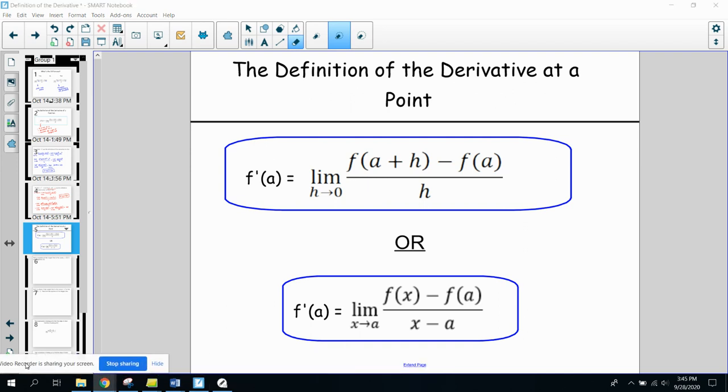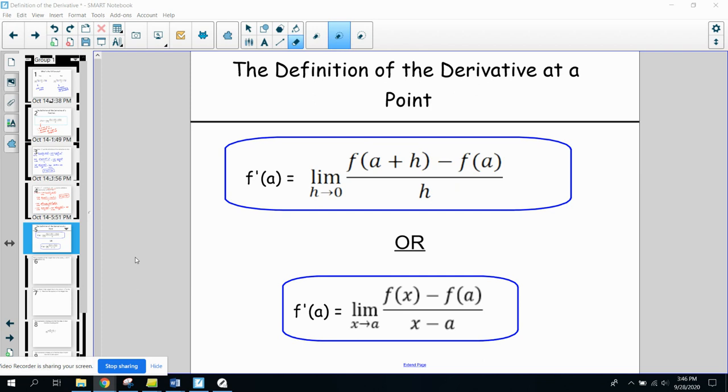So now we're going to look at the definition of the derivative at a particular point. If you notice here, there are two different formulas that we could use, and they're very similar. The top one looks very similar to what we talked about previously with the definition of the derivative. Instead of x, we have a in place of x. The second one, the one on the bottom, looks similar to what we did in the previous lesson with the rates of change.